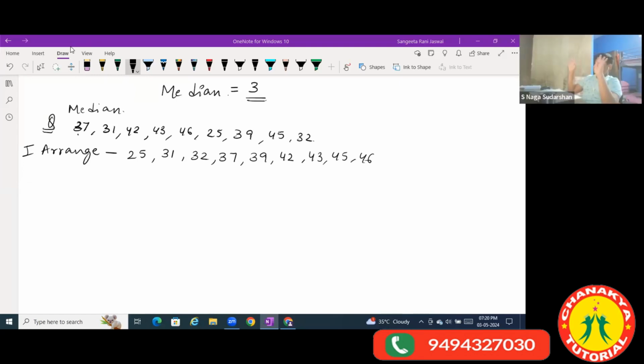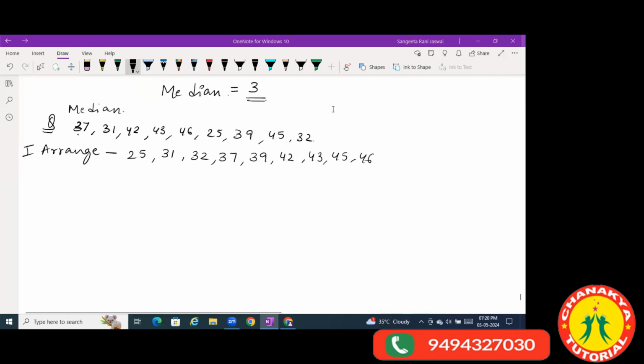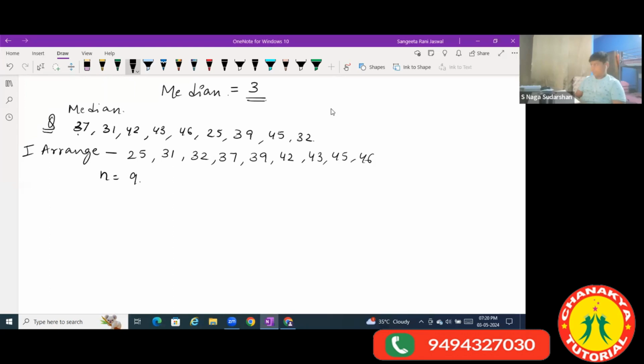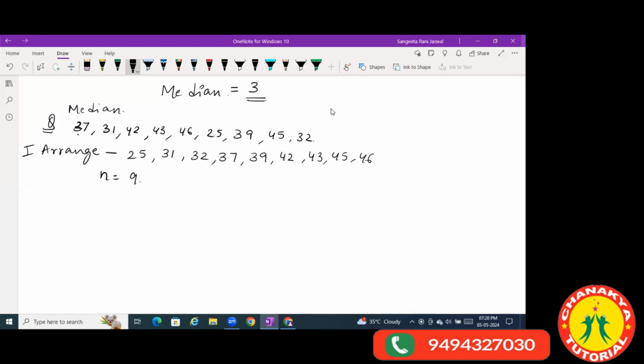There are 9 numbers, right? Okay, beta. So these are 9 numbers, so that means my n value is 9. I had taken the number of observations as n. So if I have to find the median of an odd number of observations, it is given by the formula (n plus 1) by 2 th term.